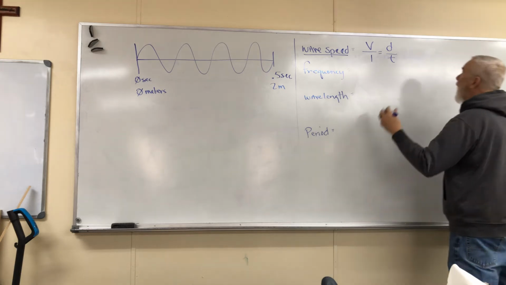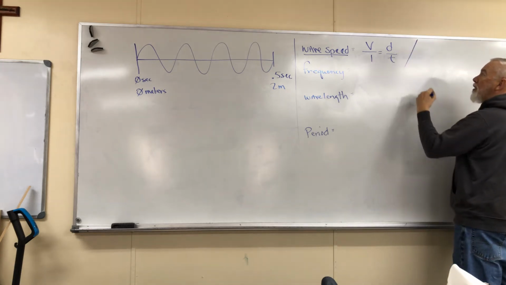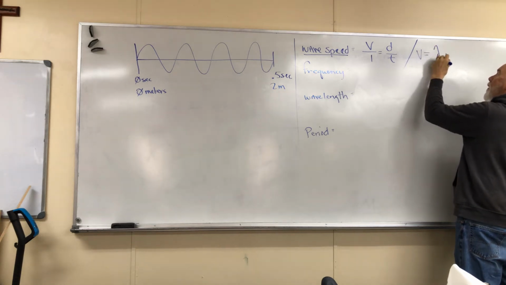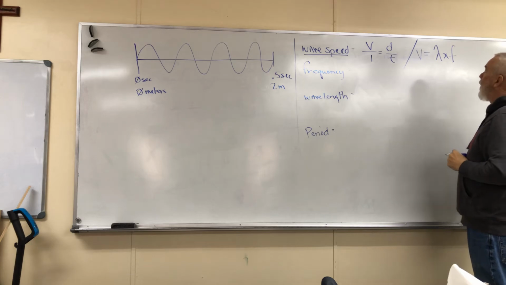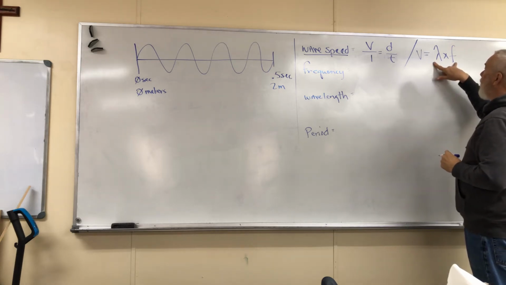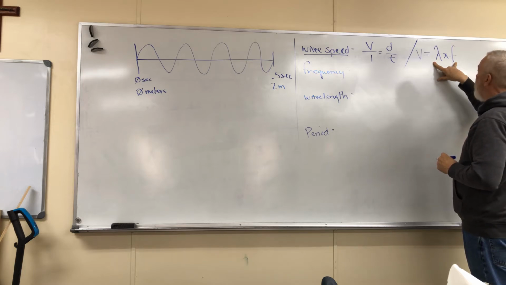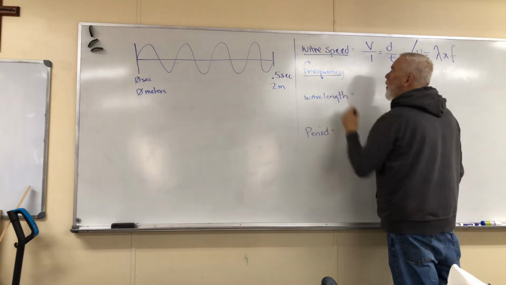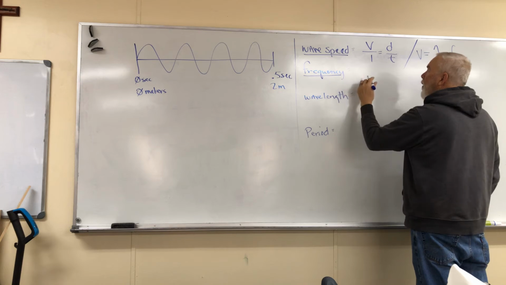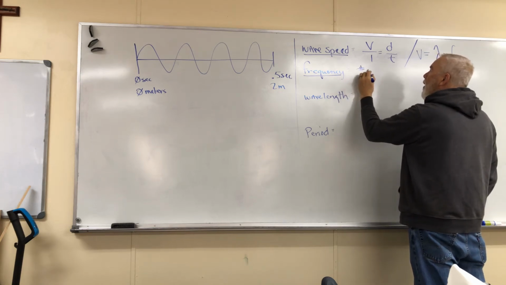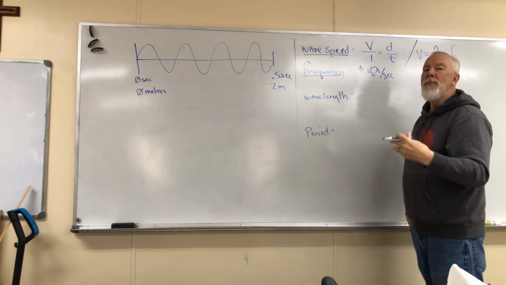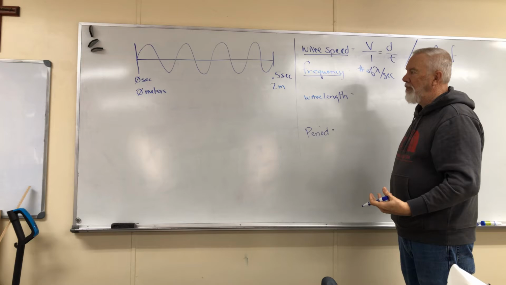The second equation is that the velocity is equal to the wavelength times the frequency. These are values that are not as well known, so we need to define these and establish what that really means. First of all, the frequency is the number of wavelengths per second, or the number of wavelengths each second.